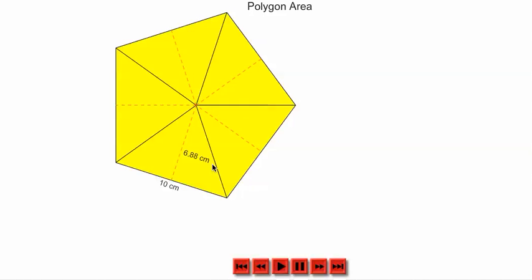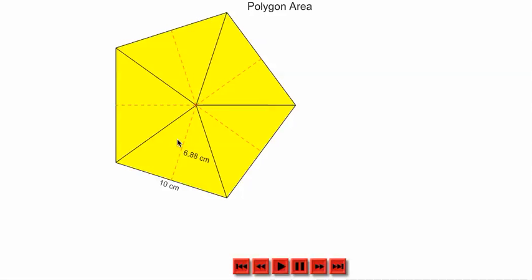So here's one, here's another one. And we end up with this. This is the height of one of these isosceles triangles. Now, in a pentagon, in a polygon, this is called the apothem. It's the distance from the outside of the polygon, like from the center of one of the congruent sides, to the interior, right into the center, and that's called the apothem. It is the height of one of the isosceles triangles that the polygon is made up of.